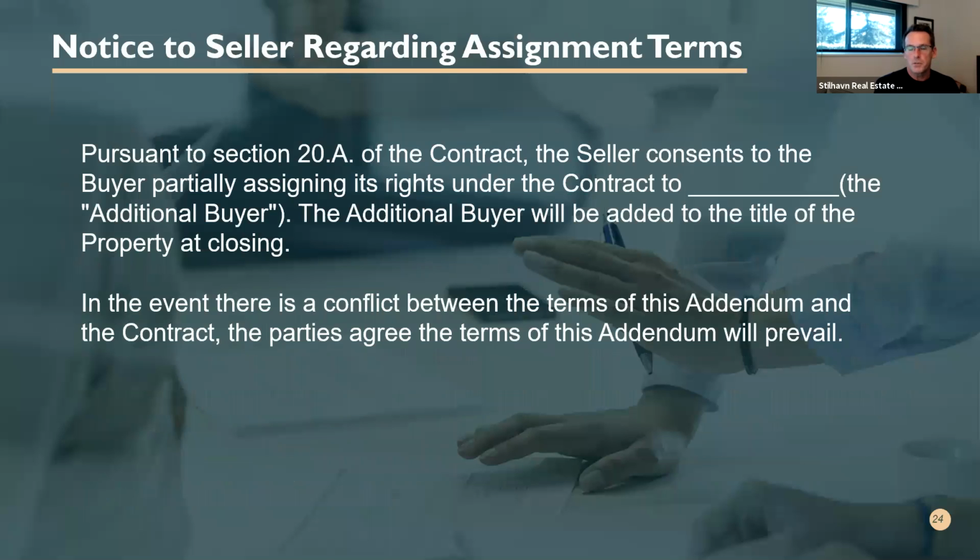Any questions on that? Because I just wanted to make sure that everyone's clear on the before acceptance and after acceptance as far as when you need the notice to seller regarding assignment terms.